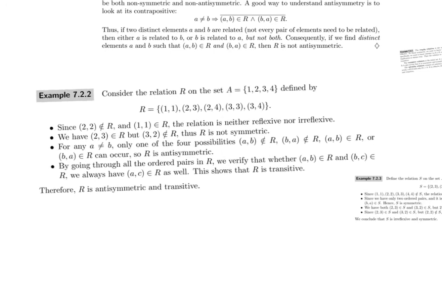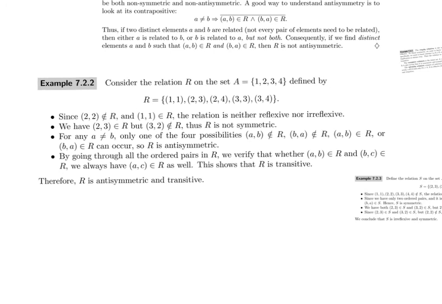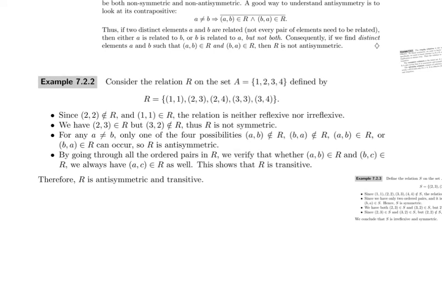We have the relation R on the set A. Remember, we only need one set right now because we're talking about these properties on relations on a single set. So R is a relation on the set A, which is {1, 2, 3, 4}, defined by these ordered pairs. Remember, relations are always sets of ordered pairs. We can always think of them in that way.